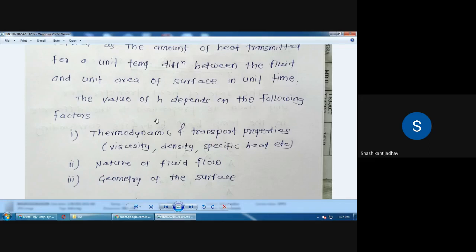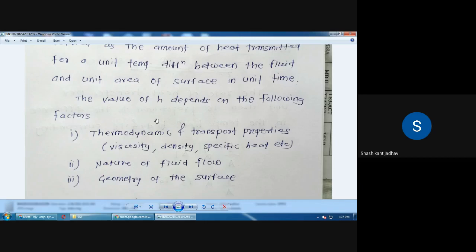Then second, write down nature of fluid flow. What is the nature of fluid flow? There are different types of fluid flow, that is laminar and turbulent. So for those cases the heat transfer coefficient value is different. So write down nature of fluid flow.